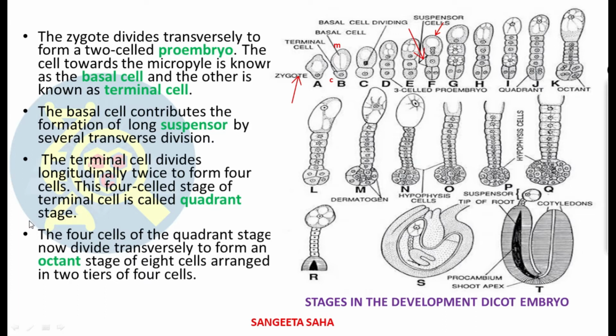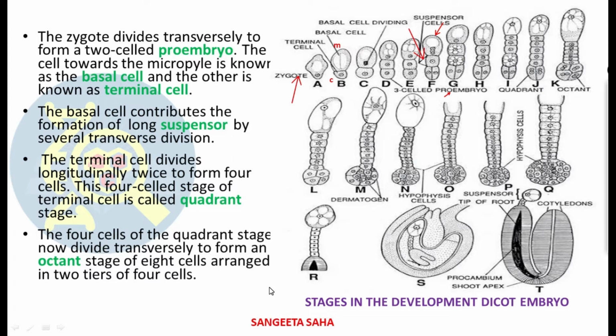Okay. Now coming to the terminal cell. This terminal cell undergoes division in all planes. Now when the division takes place in all planes, we get a mass. It divides to form two cells and then four cells, which is known as the proembryo. Now this proembryo will give rise to the embryo later on. Now this division goes on. Now let's see what happens in the proembryo.